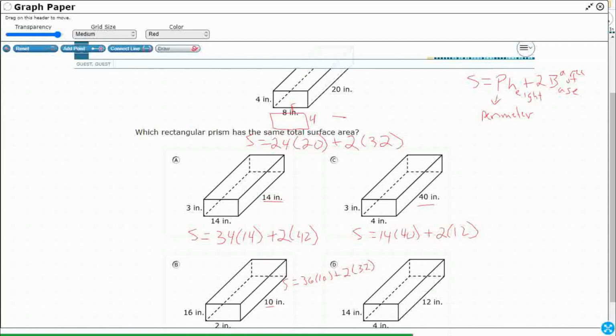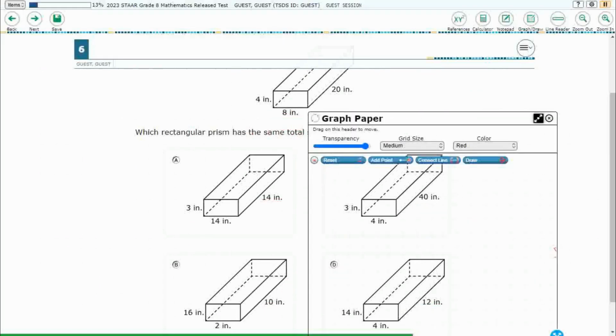And then we've got this last one, right? So we get the perimeter. So 14 plus 4 is 18. Double that, 36. Right, times the height is 12. Plus, we've got 2 times the base. Let's see, 14 times 4, same as 28 times 2, that's 56. All right, we have all of that.